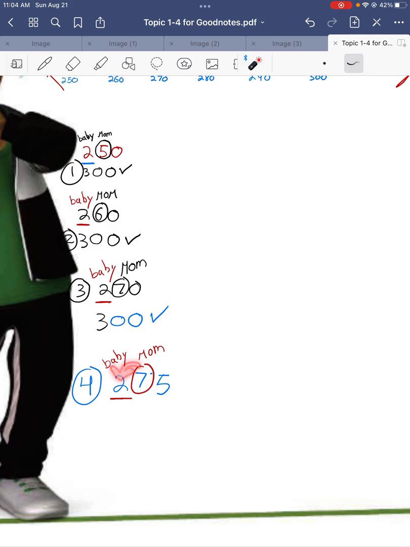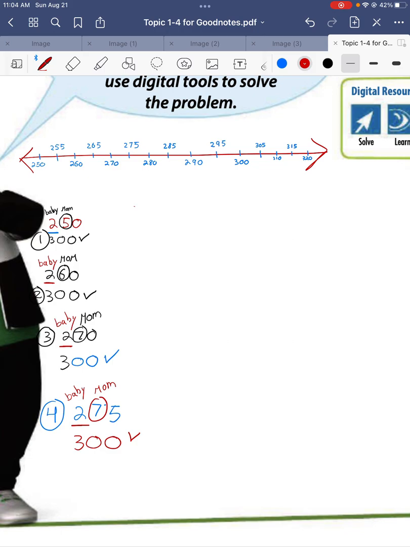Okay. So I have to remember my rule. 4 or less, it stays the same. 5 or more, add 1 more. So this is definitely more than 5. So the mom is going to tell the baby to round up. 2 plus 1 is 3. Everything to the right becomes zeros. Okay, that's also 300. Do 5.